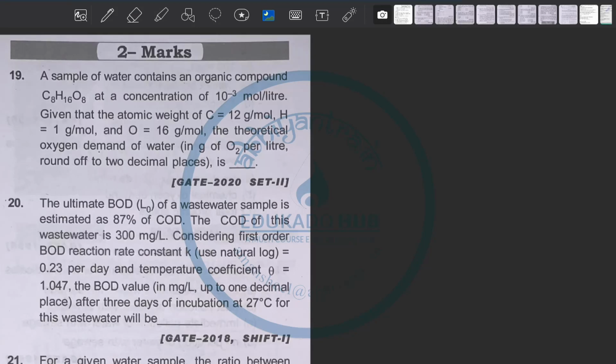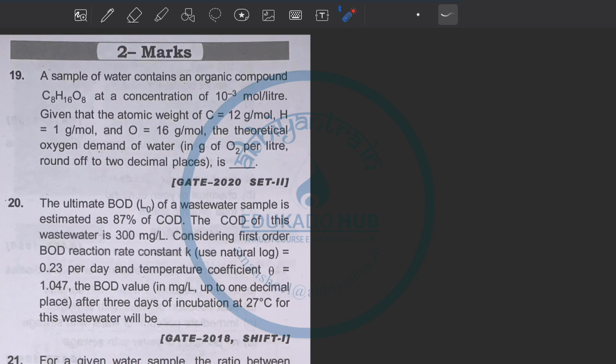So let's start with 2 marks questions, first question number 9. A sample of water contains an organic compound C8H16O8 at a concentration of 10 to the power minus 3 mole per liter. Given that the atomic weight of carbon is 12 gram per mole, hydrogen 1 gram per mole, oxygen 16 gram per mole, find the theoretical oxygen demand of water in gram of O2 per liter, rounded off to 2 decimal places.